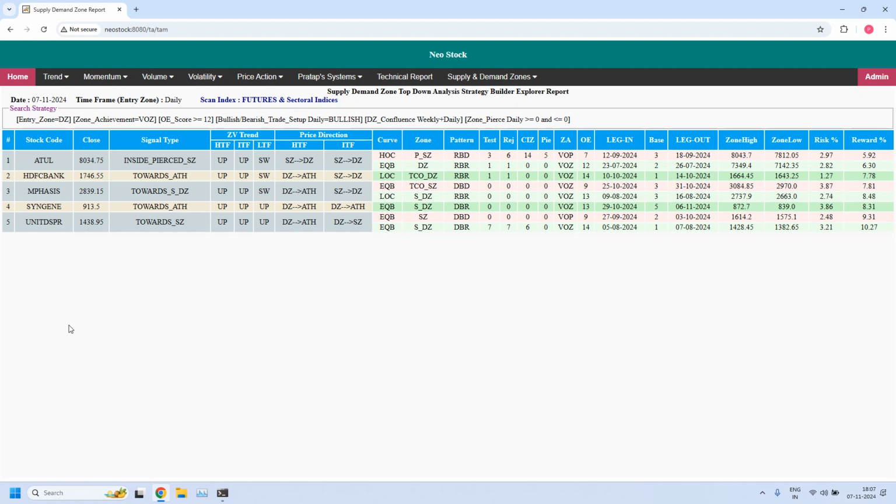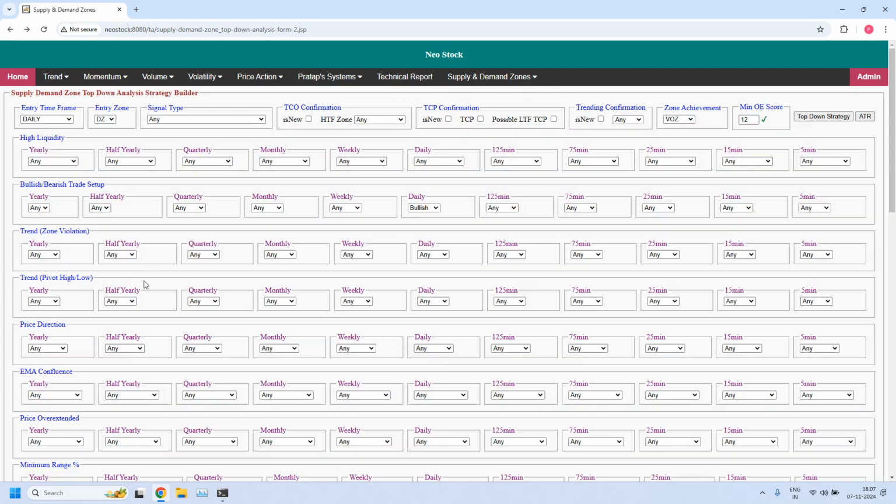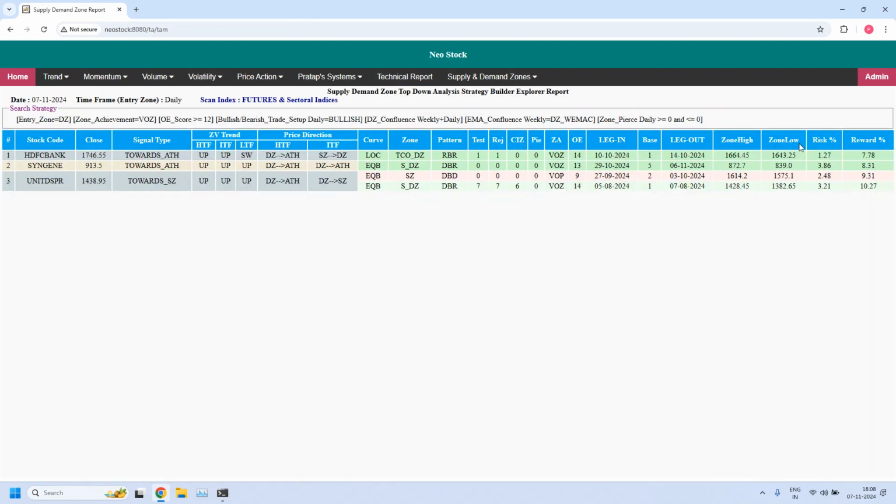If any of these weekly demand zones are having weekly EMA confluence, they are even more high probability setup supported stocks. So in the EMA confluence, weekly time frame, weekly demand zone with weekly EMA confluence filter is enabled. Now from the 5 stocks, we got 3 stocks filtered. These are even more high probability setup daily demand zones.